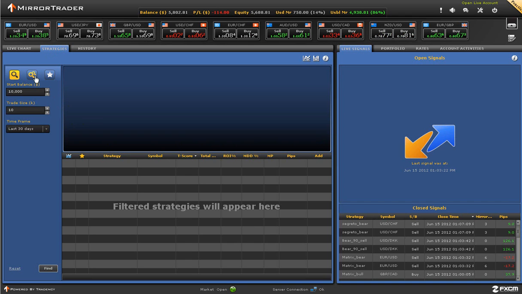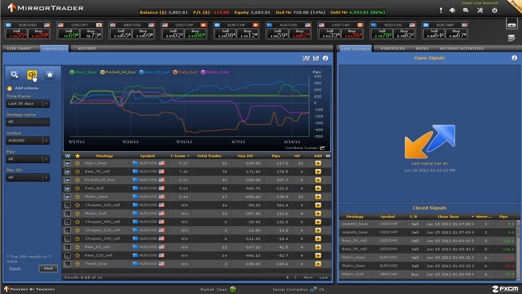If you come over here to the double magnifying glass and click this, suddenly you'll see a whole bunch of strategies appear. Now, you can sort these strategies in a variety of ways, which I'm going to show you in just a second. First of all, normally we want to look at the last 30 days. When you're looking at a portfolio, you look at a month's activity, not particularly day by day. You can choose which symbol you'd like to look at. In this case, I'm looking at the Australian dollar versus the US dollar.